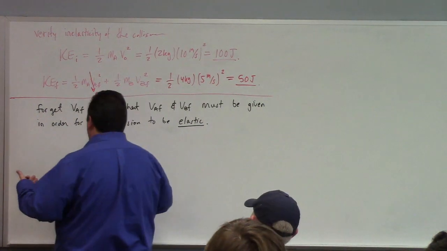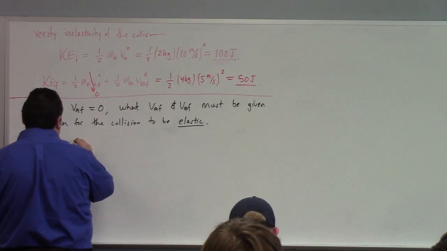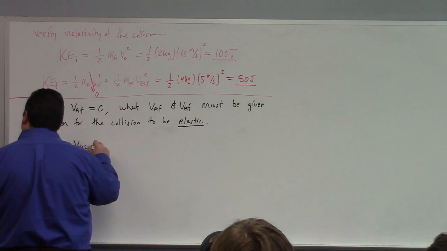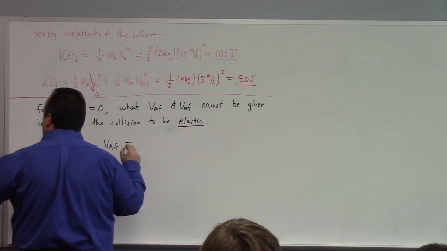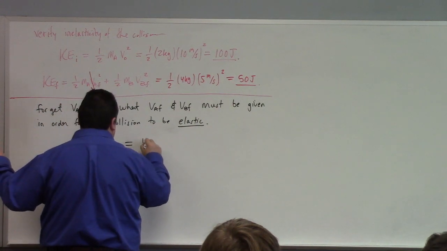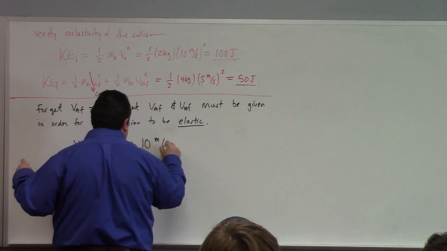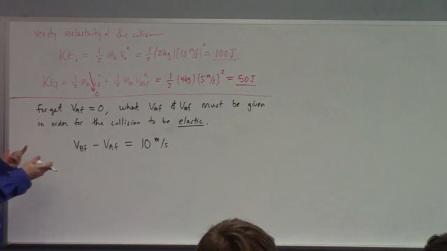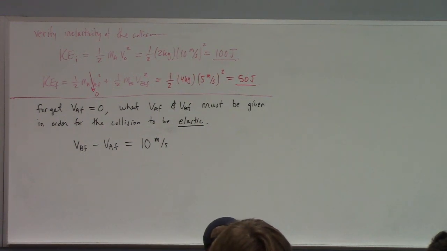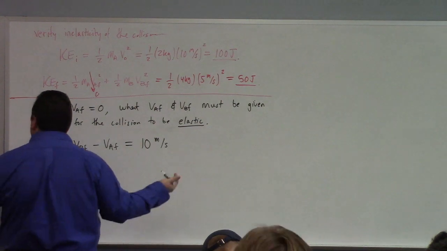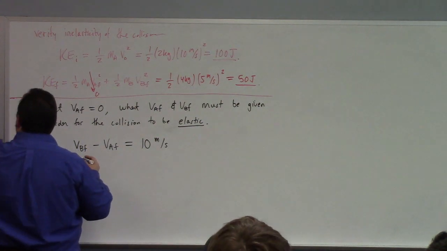So we have two things. We have that VBF minus VAF is equal to 10 meters per second. That's by the relative velocity theorem. Let's give this theorem a name. Let's call it the relative velocity theorem, only good for elastic collisions. But we also know this up here.